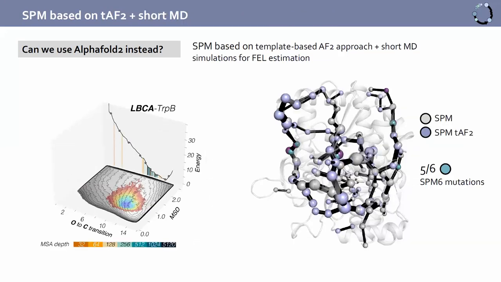And the other point that we are also checking is whether we can take these short MDs and construct our SPM and overlay it with the SPM that we did with the metadynamics simulations. And we were happy to see that they look pretty much the same. And many of the positions that we identified in the case of SPM6, five of them we would identify by using this SPM from the combination of AlphaFold and short MD.